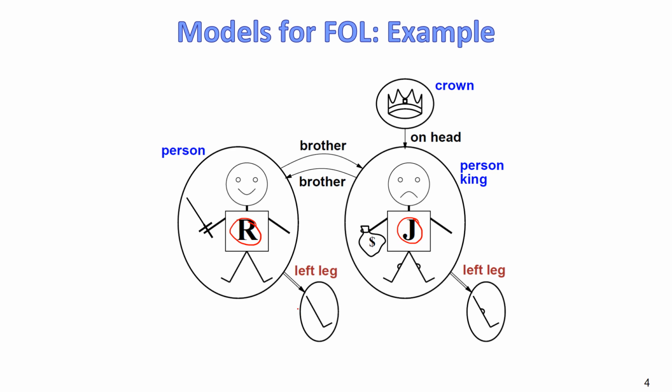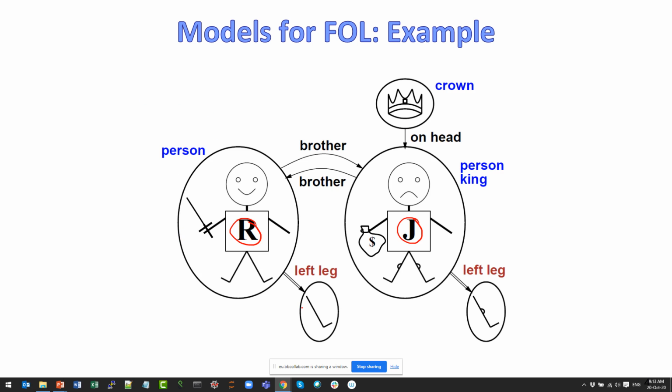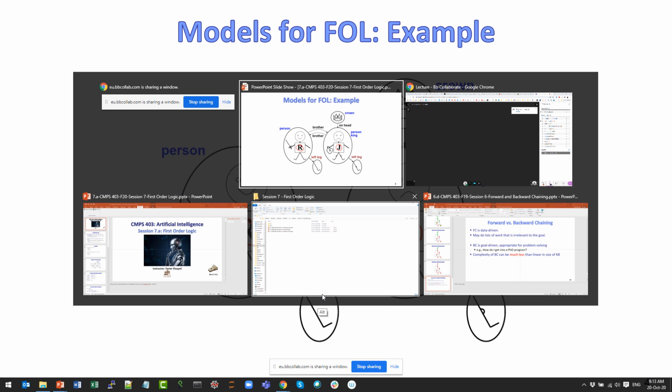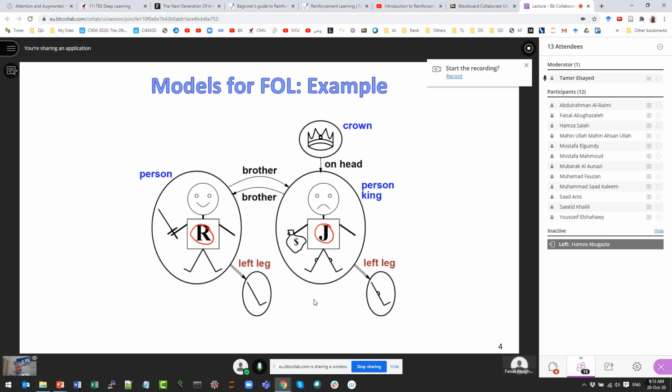Let's start with objects. What are the objects that we have here in this story? Anyone? Someone other than Faisal, please. Yusuf?